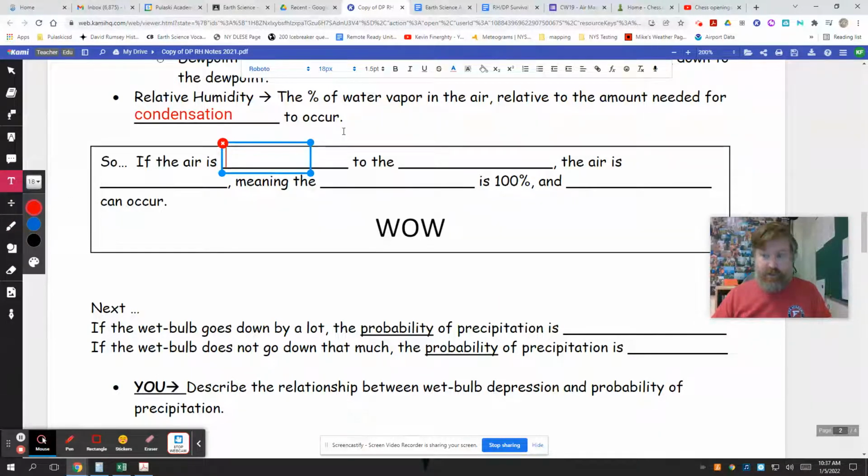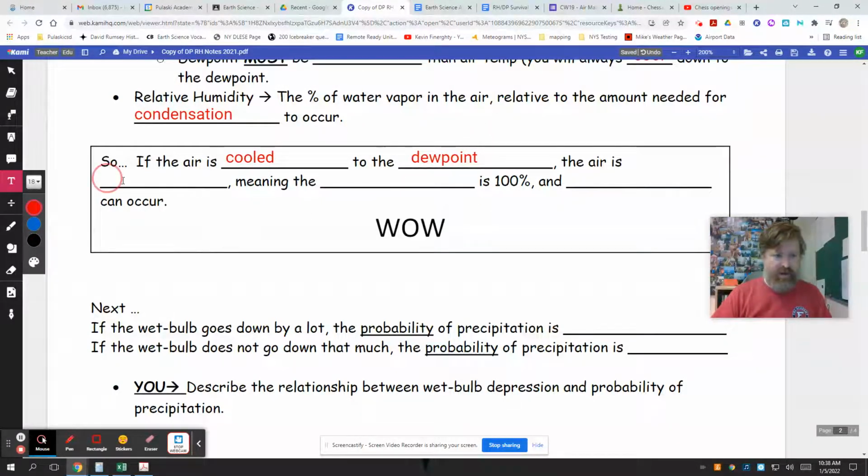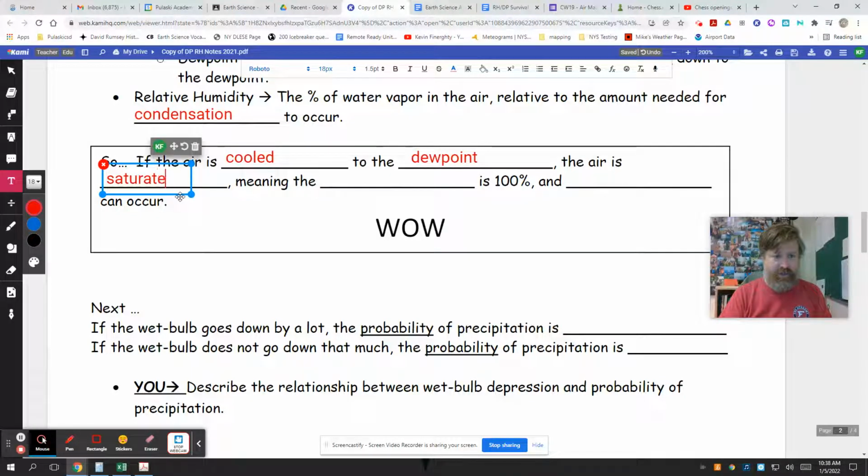And this is really what all of meteorology is about, as we get to how clouds form, as we get to how weather happens. It's too much for today, but let's throw it out there. If the air is cooled down to the dew point, that means that the air is saturated, which is a fancy pants term for full, totally full.